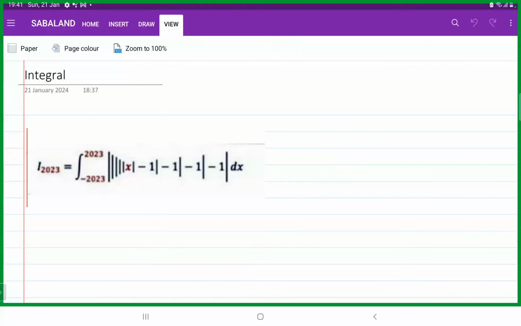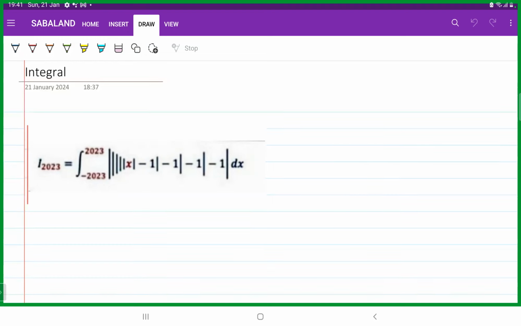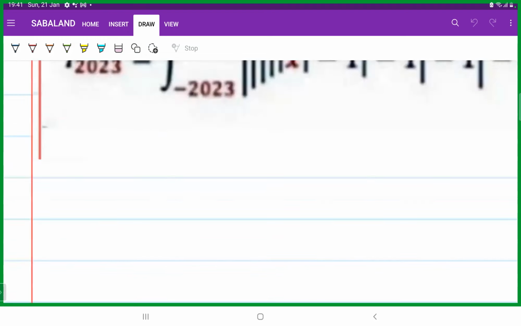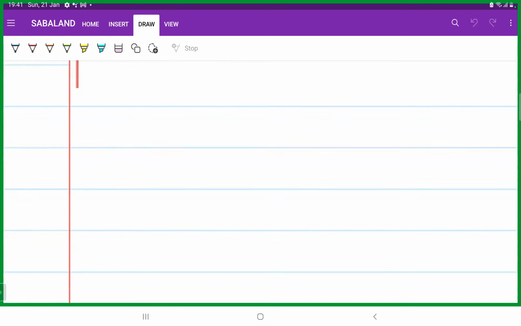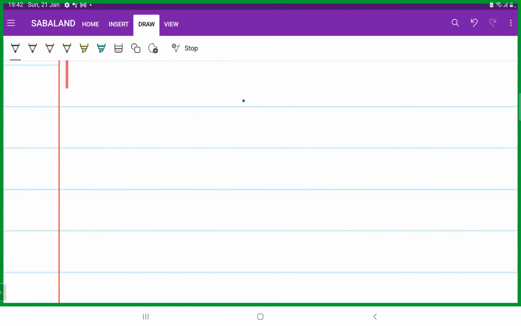Hello everyone. So we have a good question from the chapter of definite integration. As you can see, this question looks very scary, and the method which I used for doing this was by trying to plot the area. Let me show you how you can find the area. It's not a very difficult method to find the area. Yeah, let's see.